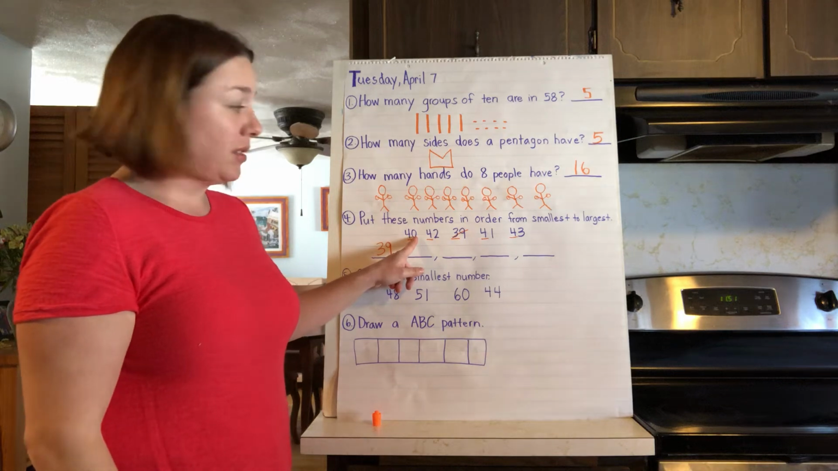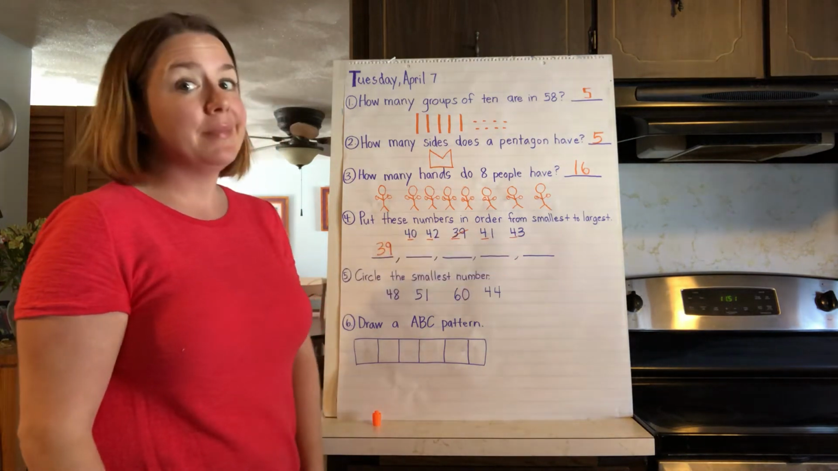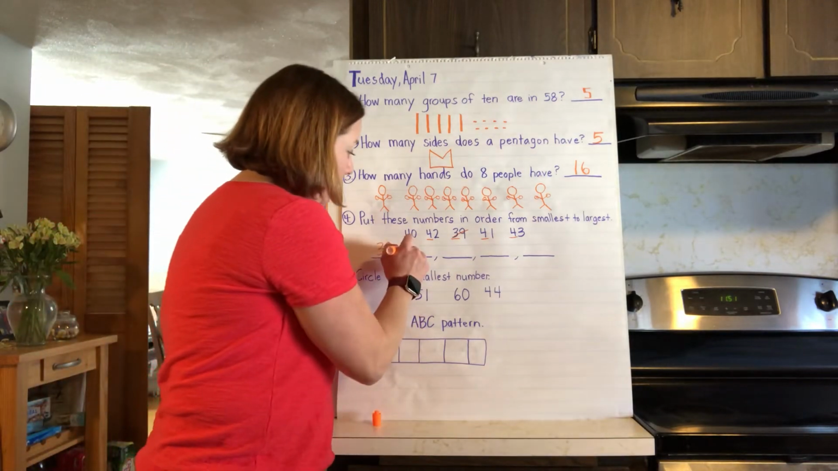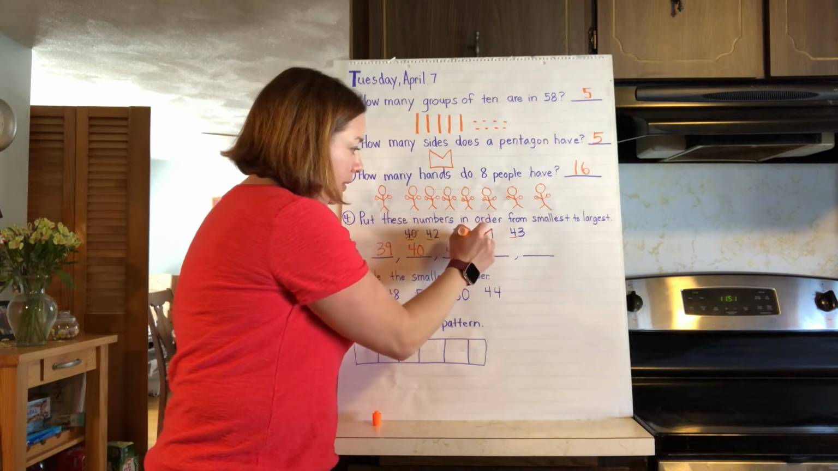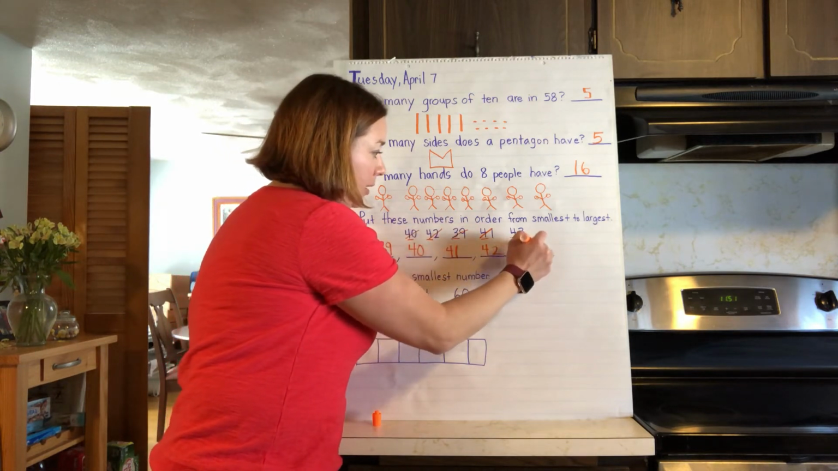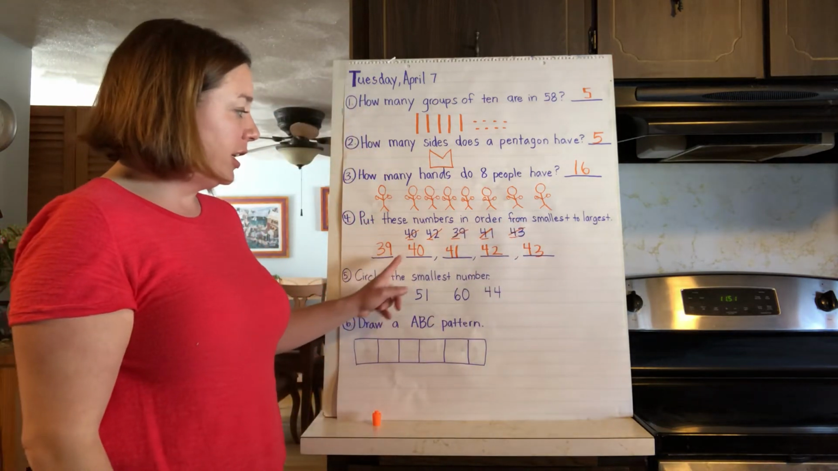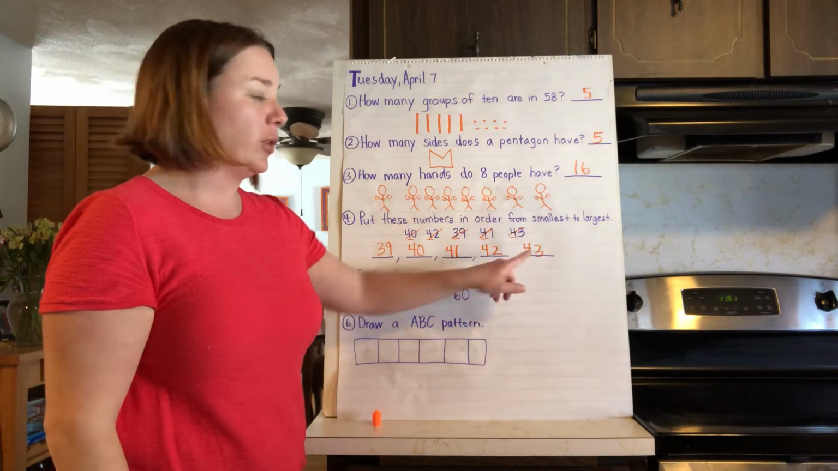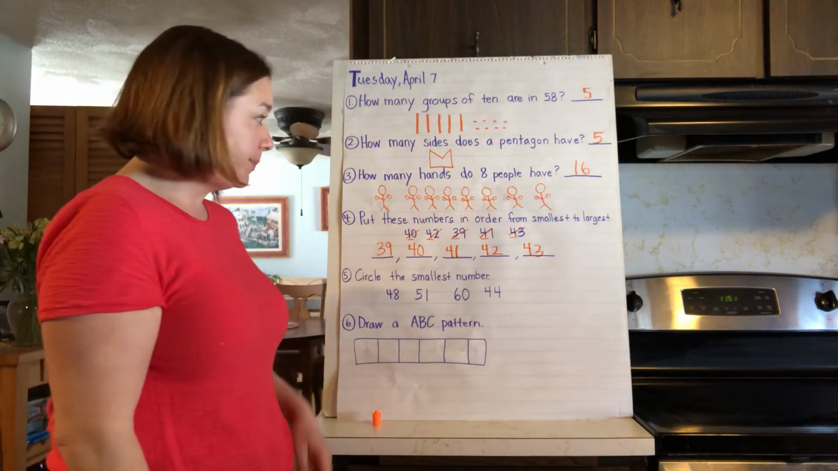I have to look at the ones column. 0, 2, 1, 3. I know 0 is the smallest. 40, 41, 42, 43. You can check your work by listening to yourself and make sure it sounds like counting. 39, 40, 41, 42, 43. Then you know the numbers are in order from smallest to largest.